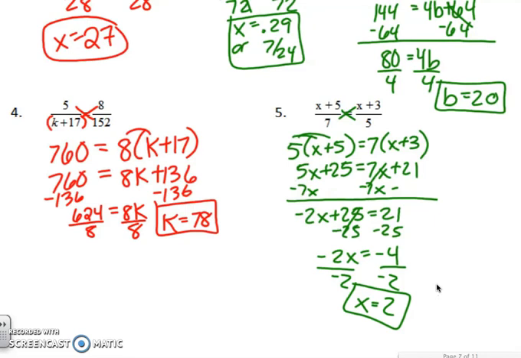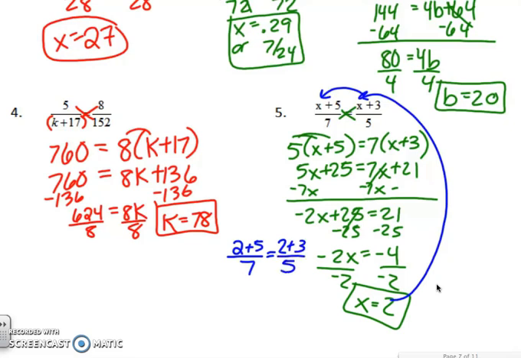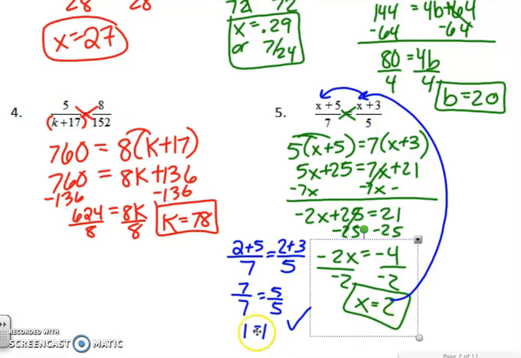All right. So again, you could always check your answer to make sure you're right. So for example, if I plug 2 into here and here, I can double check to see if I'm right. So I'd have 2 plus 5 over 7, and I want to see if that equals 2 plus 3 over 5. So again, I would get 7 over 7, and then 5 over 5. So 1 would equal 1, so I know I'm right. All right, so you can always check your work to make sure you are right on a quiz or a test.